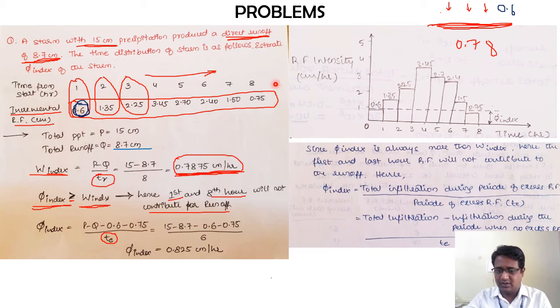Similarly, if I consider the 8th hour, writing it with a different color, the amount of rainfall that has occurred is 0.75 centimeters per hour, whereas the infiltration rate of the soil is 0.78, that is greater than 0.75. So here also for the 8th hour, there has been no runoff generated. All the rainfall that has occurred has been absorbed by the soil itself. So with this small explanation, I can tell you that the runoff is not present for the first and last hour.